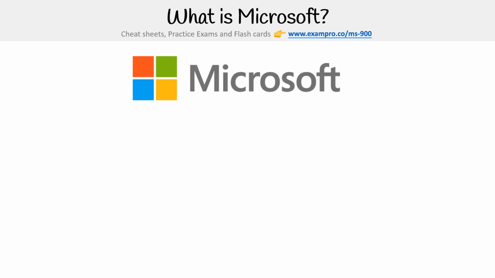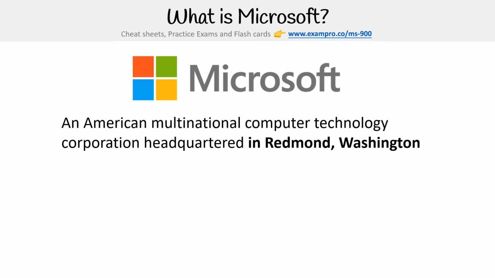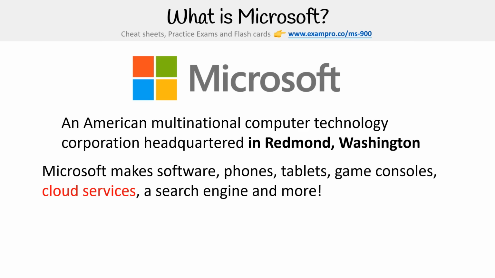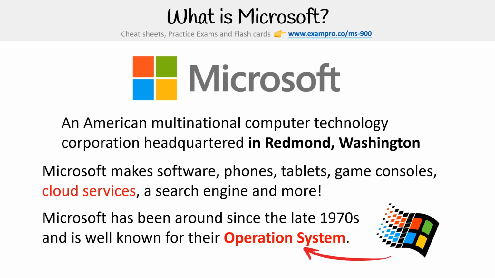We are looking at what is Microsoft. You've probably seen this logo before, and Microsoft is an American multinational computer technology corporation headquartered in Redmond, Washington. Microsoft makes software, phones, tablets, game consoles, and cloud services, which is what we care about here today. And they even have a search engine, and we're not just limited to that list. They have tons of stuff. But Microsoft is best known for their operating system called Windows, and they've been around since the 1970s. So they've been around for quite a while in the tech sphere.